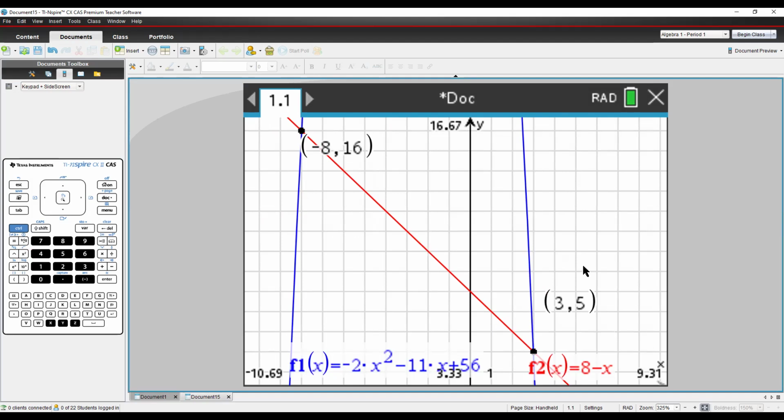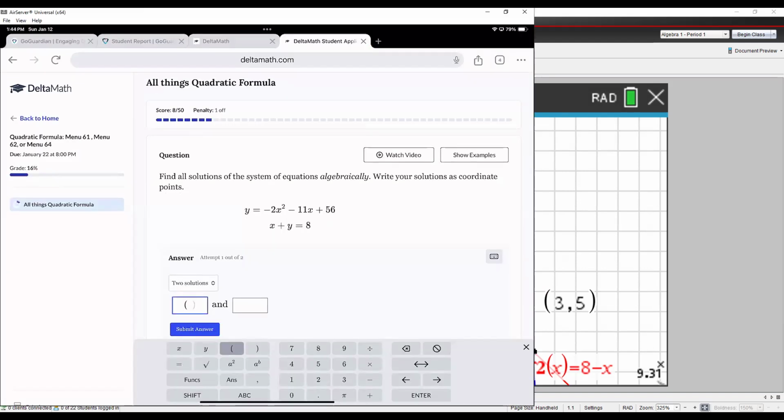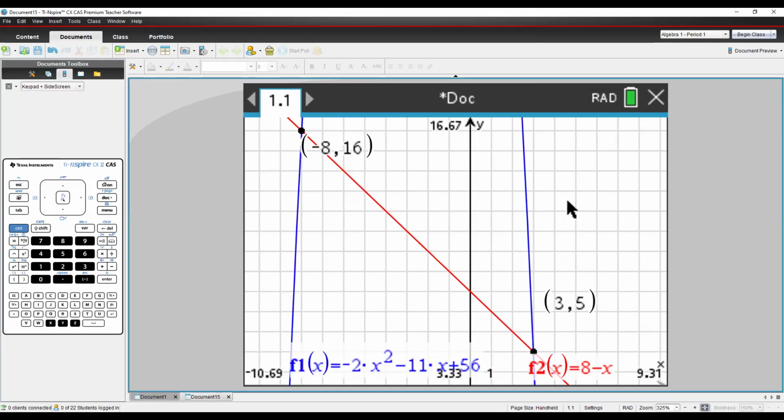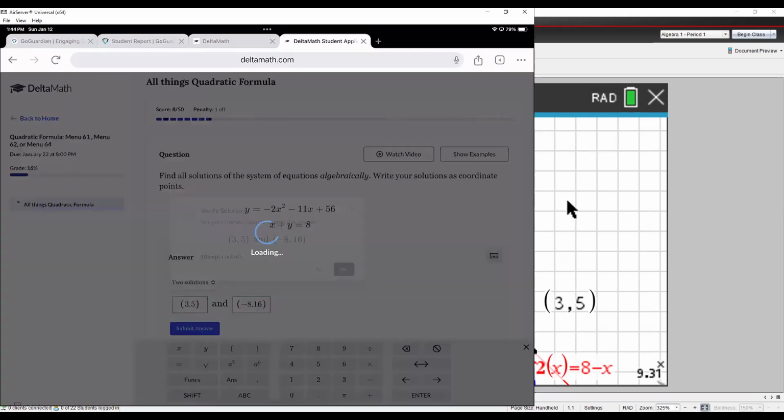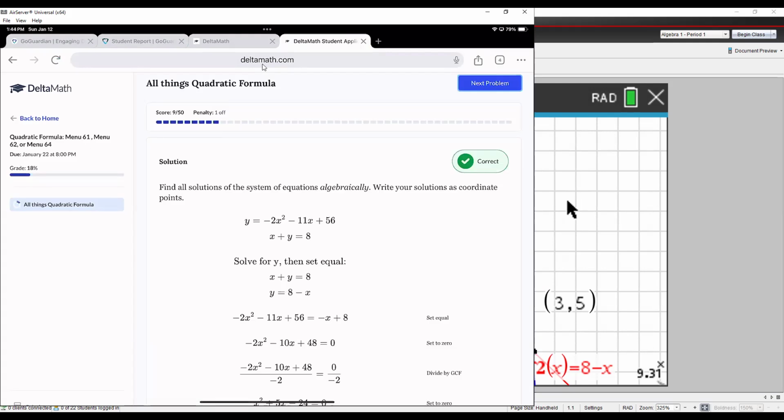So I'm going to go to my iPad and type those in. I'm going to put in 3, 5, and then the other one was negative 8, 16. So it's going to be parentheses, negative 8, 16, submit it, and that's correct. All right, let's do another one.